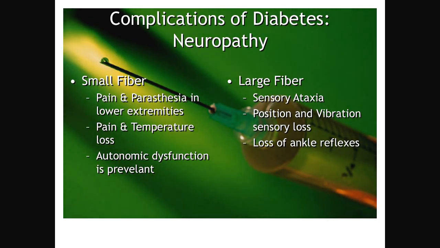And some complications of neuropathy. So we've talked about loss of pain and temperature. Small fiber neuropathy affects the small fibers, where you have pain and paresthesia in the lower extremities, your pain and temperature loss. Autonomic dysfunction is prevalent. With large fibers, you have sensory ataxia, vibration and position sensory loss. A way to diagnose is to test the ankle reflexes as well, because that will be lost.